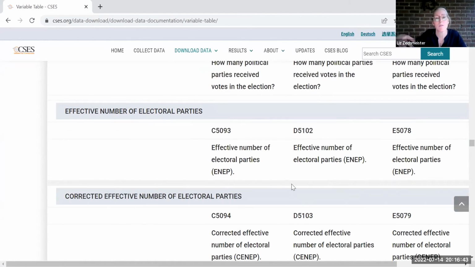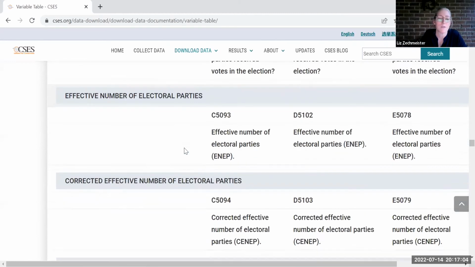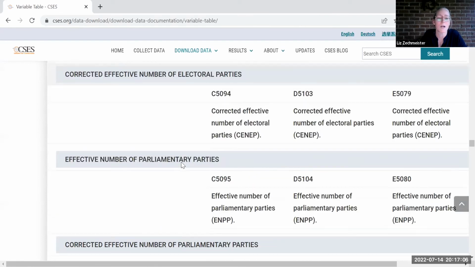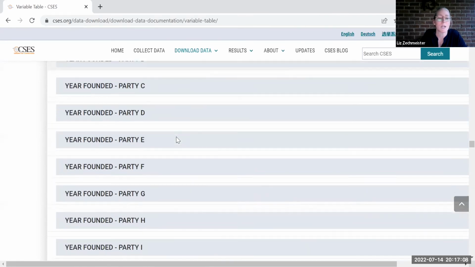In some cases, they're coming from collaborator reports. So when the collaborators submit their data sets, they submit a report that is one source of some of the information that we're including in the data set. In other cases, the Secretariat is accessing other databases to answer these questions. But here we have effective number of electoral parties. I mentioned that before, and so on. And it just goes on and on.